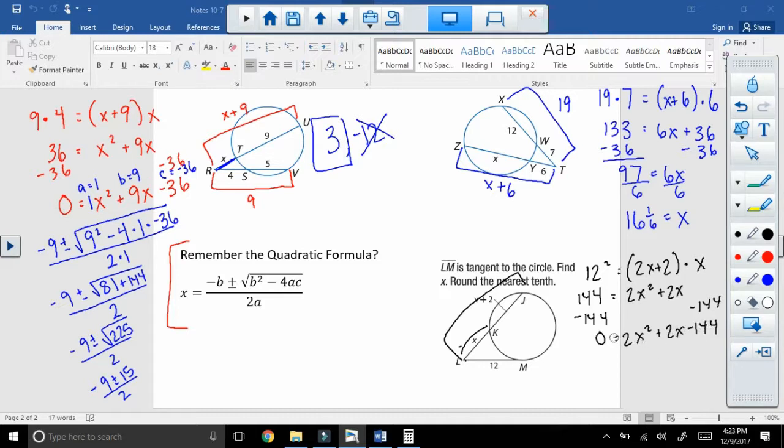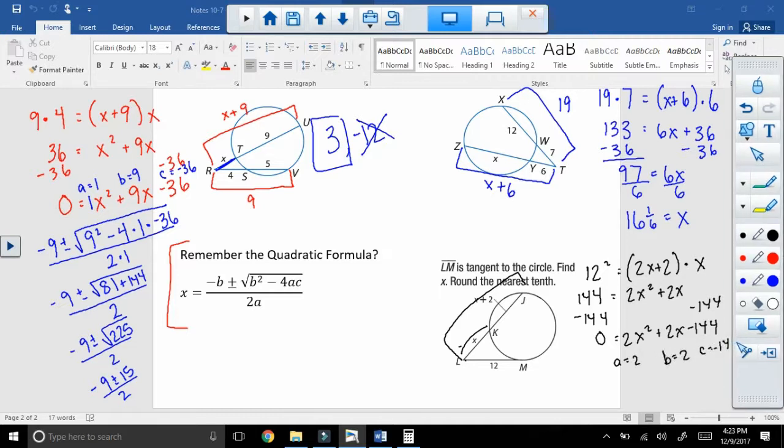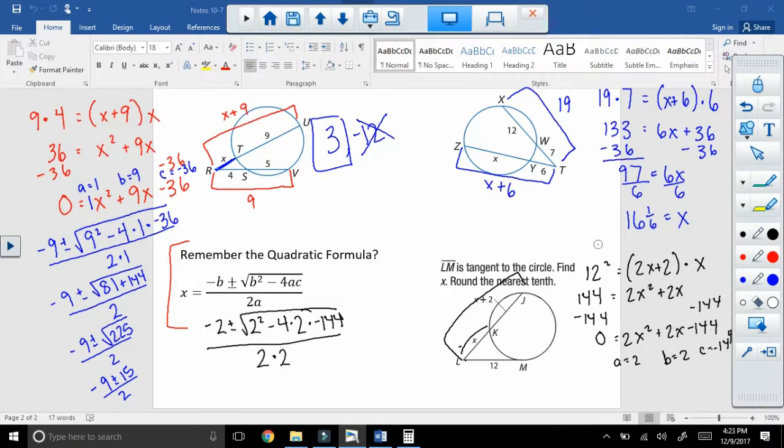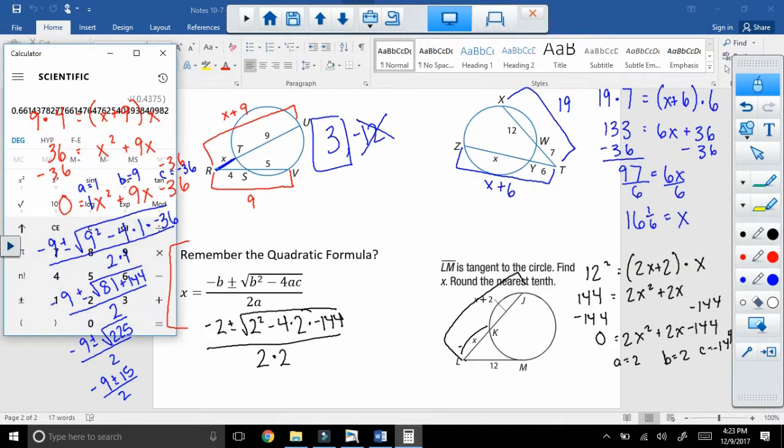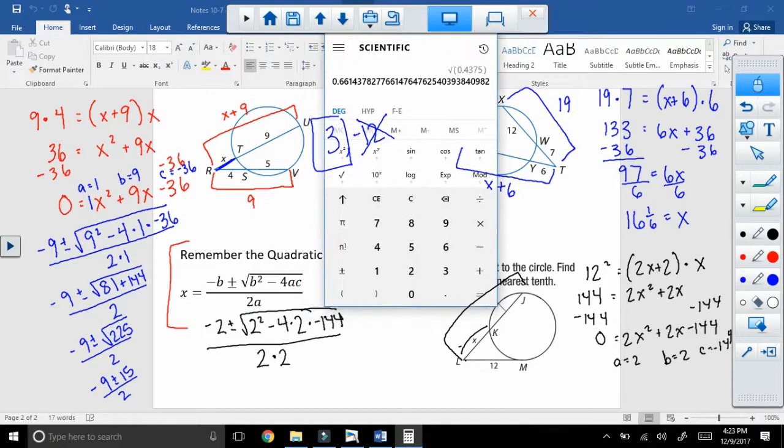So in this case, for the quadratic formula, a is 2, b is 2, and c is negative 144. So I'll write that out if you need that. And I'm plugging them in to this formula. So the opposite of b would be negative 2 plus or minus square root b squared minus 4ac all over 2a. And I know this one's not going to work out quite as nice, so I'm going to go ahead and grab a calculator and try to find a clean spot to put that.